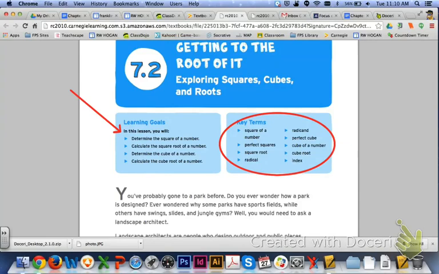Again, much like we saw with the knowledge rating scale, there are a lot of key vocabulary terms within lesson 7.2, so make sure that you make a note of those as we go through the lesson.